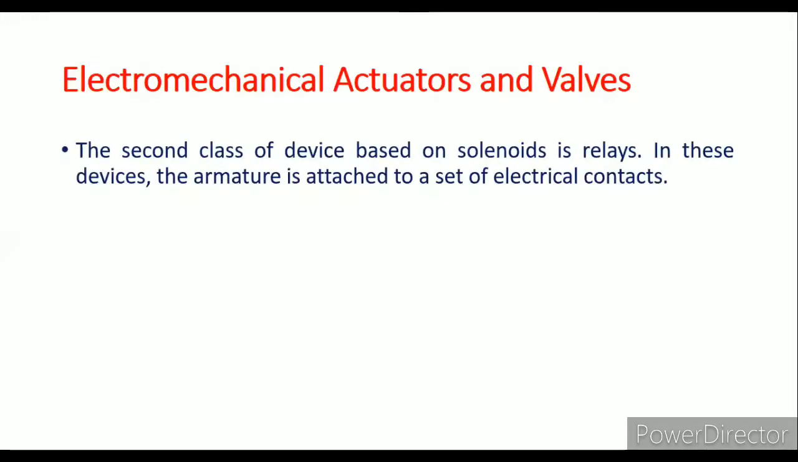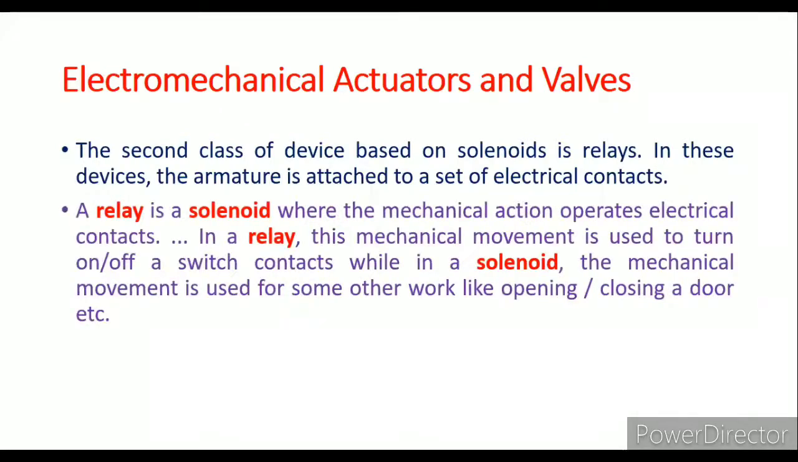The second class that we have is a relay. This relay comes to the electronics or electrical part. In this device, the armature is attached to a set of electrical contacts. So what are these electrical contacts and how are they used? Generally, relays are used as on and off switches to control the operation of household equipment, or in railway gate systems. There are many different methods.